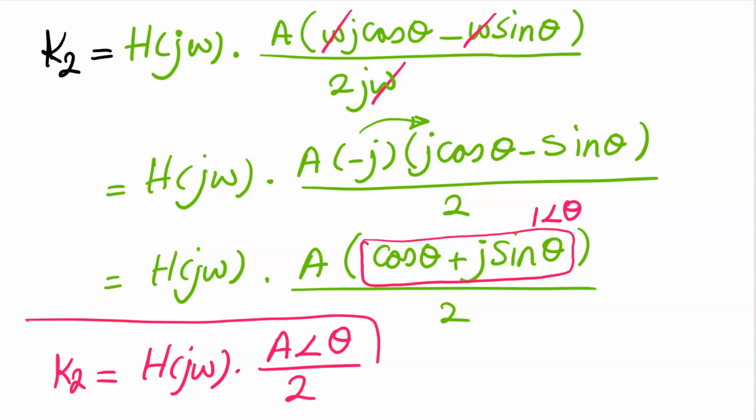This is an interesting conclusion here, that in order to find K2, what you have to do is that you have to evaluate your transfer function at j multiplied by your input source frequency, and then multiply the result of this evaluation by the magnitude with an angle of theta, which is the phasor of your input source, divided by 2. So this is how you can find your K2. Okay, let's go back to the previous slide.